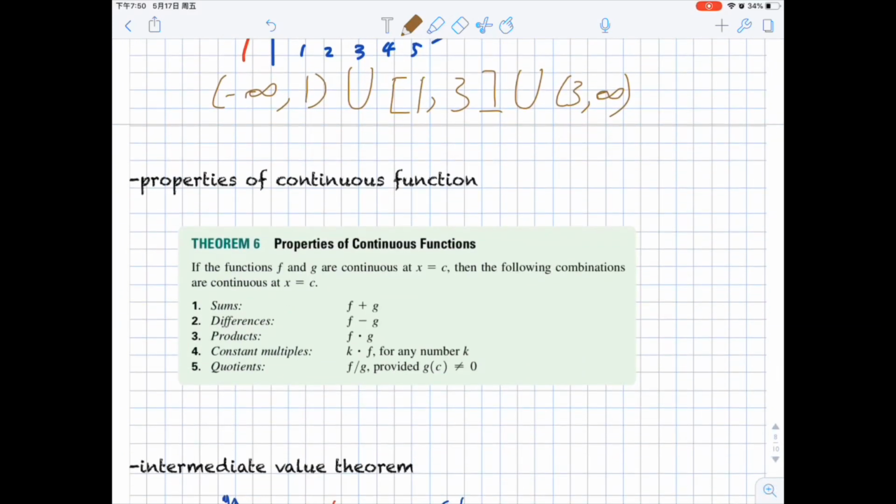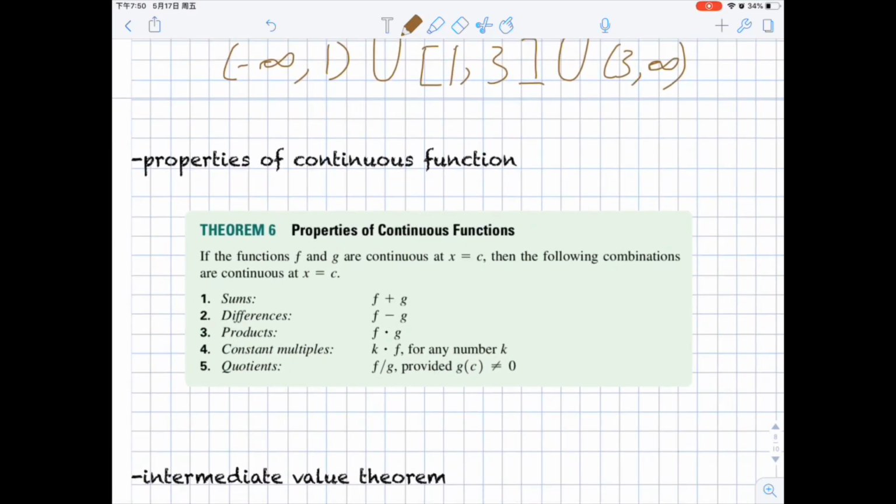And these are some properties of continuous functions. Just remember them. A better way to remember them is to always refer to them when you do your homework. That will help you really remember it.